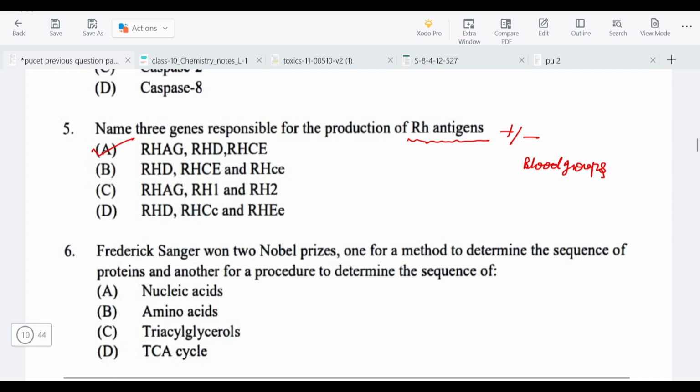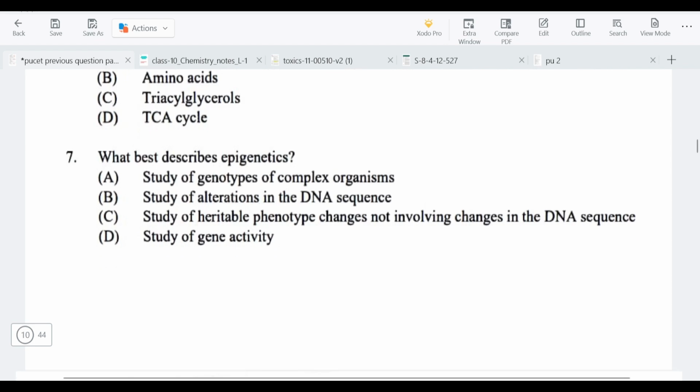Next question: Frederick Sanger, who won 2 Nobel Prizes, one for a method to determine the sequence of proteins and another for a procedure to determine the sequence of, the correct answer is nucleic acids. So this scientist Sanger developed 2 methods, first to determine the sequence of proteins and another to determine the sequence of nucleic acids, and he won 2 Nobel Prizes. Important.